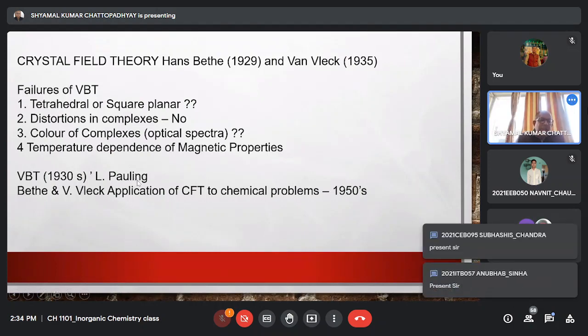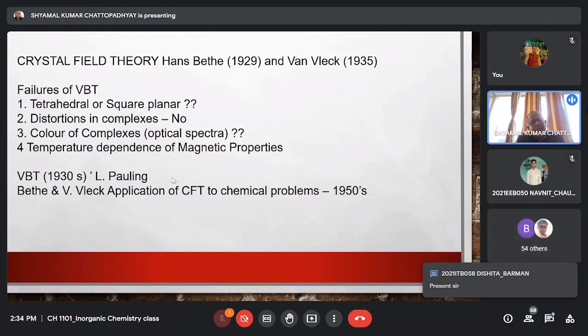So various very influential scientists like Pauling, Slater, even Van Vleck, Mulliken, they actually propounded the valency bond theory, and it was the favorite theory for most scientists, particularly chemists, while discussing the chemical bonding in metal complexes. But gradually, particularly after the 1940s, some disadvantages or shortcomings of the valency bond theory became apparent.